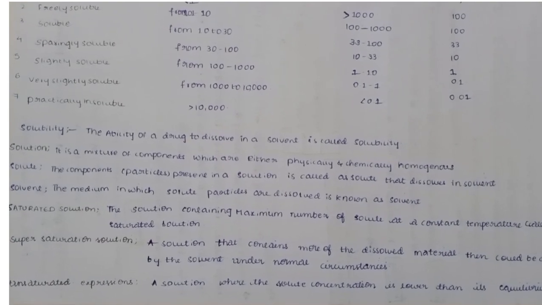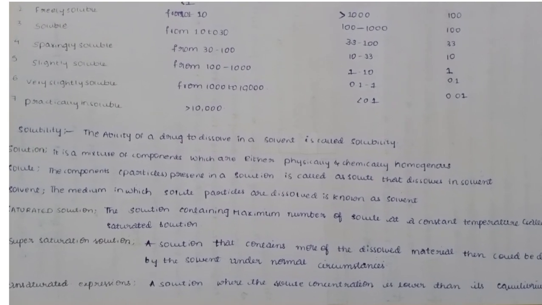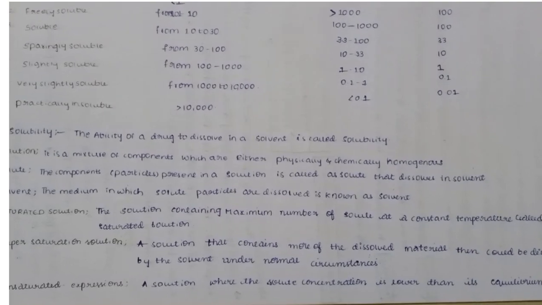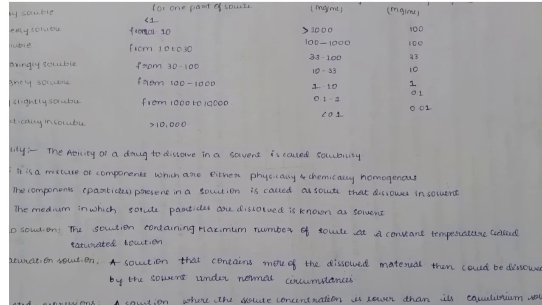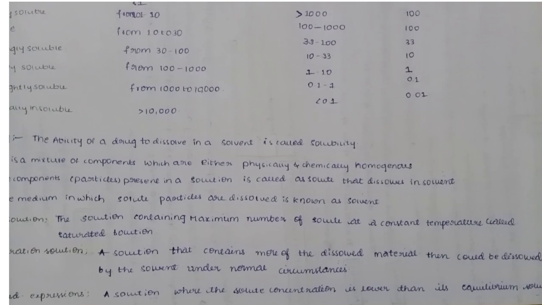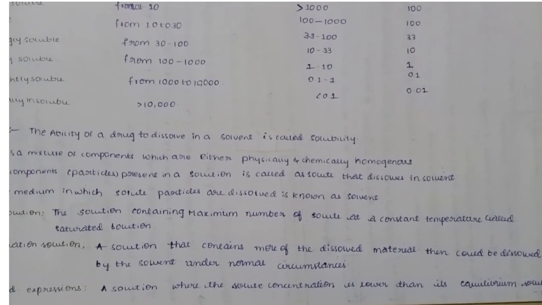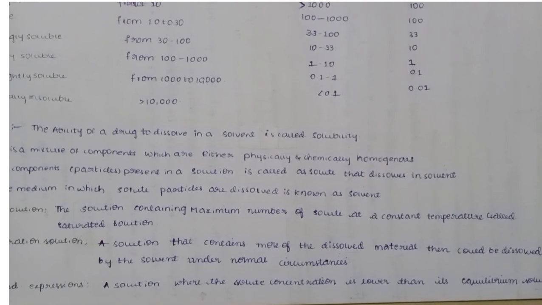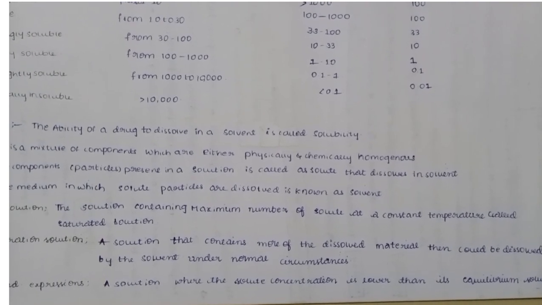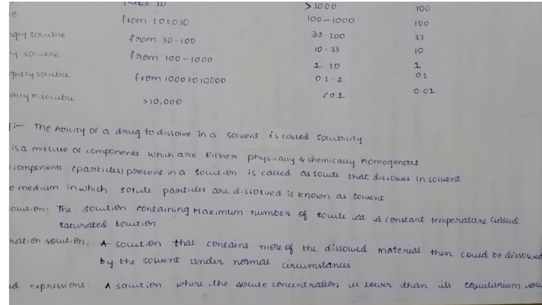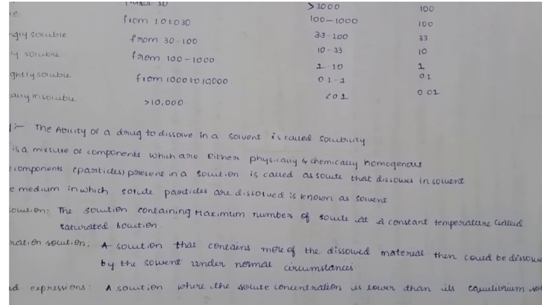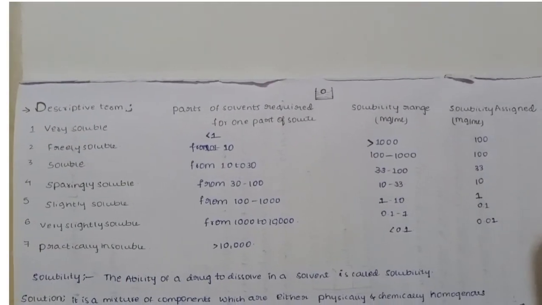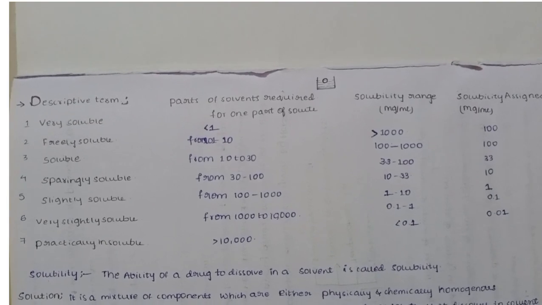And what is unsaturated? A solution where the solute concentration is lower than its equilibrium solubility. Equilibrium means solute and solvent are in balance and form a miscible solution, right? And here, if the solute amount is less compared to the equilibrium, that is called an unsaturated solution.